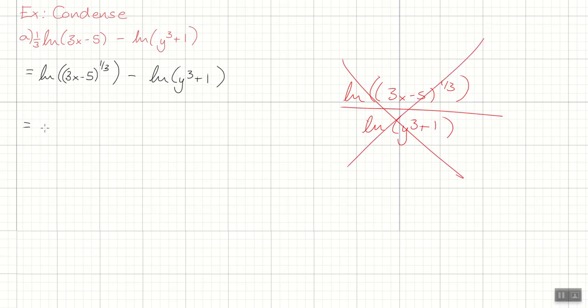Instead, what do we say divides? The argument. What's in the numerator? 3x minus 5 to the 1/3. What's in the denominator?